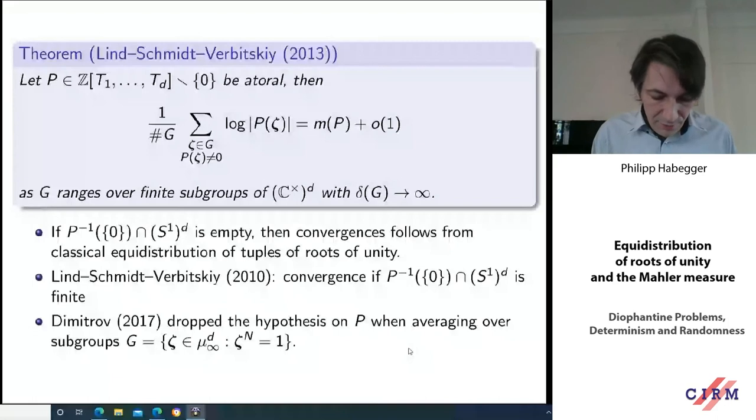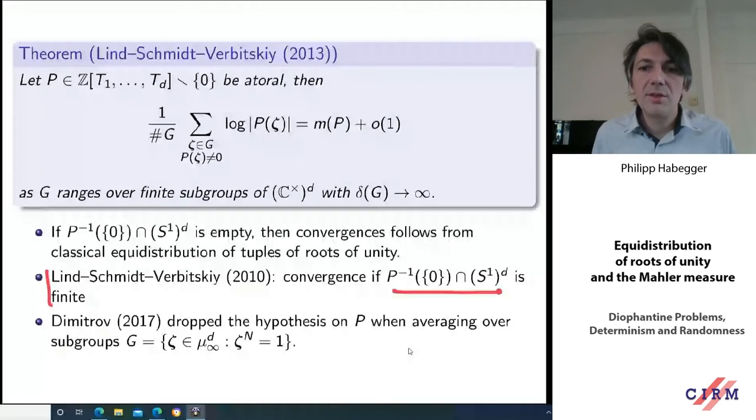So again, if the polynomial does not vanish at all on the torus, then convergence follows from the classical results, because then our test function is continuous. And there was a previous result by the same three authors from 2010 under the condition that the vanishing locus of the polynomial on the d torus is finite. But remember, atoral is weaker. That just means essentially that the vanishing locus is of real dimension at most d minus 2. So starting from dimension 3, this is a stronger condition than being atoral.